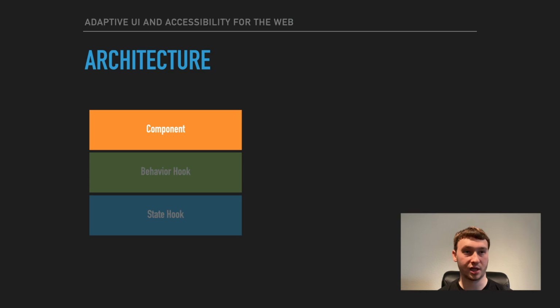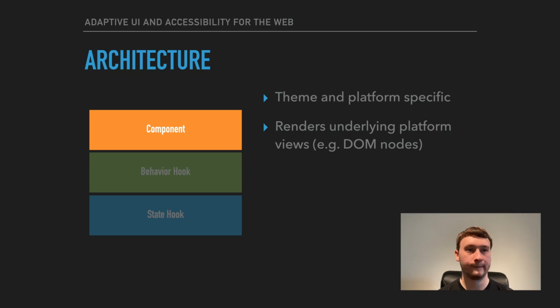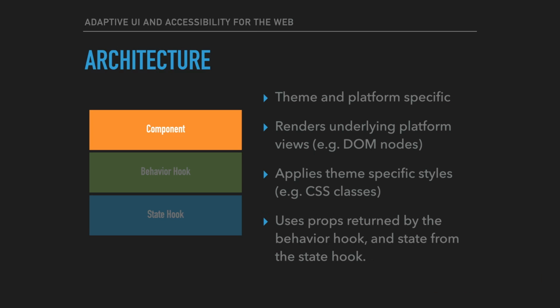So at the top is the component, which lives in your own design system and composes all of these pieces together. It provides the theme and design system specific logic and renders the actual platform elements. It applies styles, which could be implemented however you like, for example, classes or CSS and JavaScript. It uses props returned from the behavior hook and state from the state hook. This allows complete control over the rendering of the element, including things like adding extra elements as needed for layout or styling control.